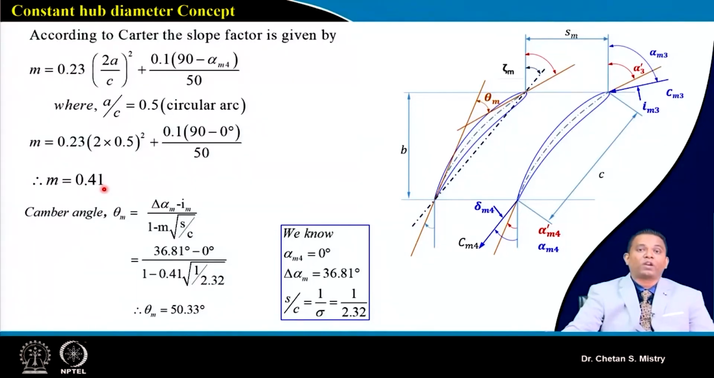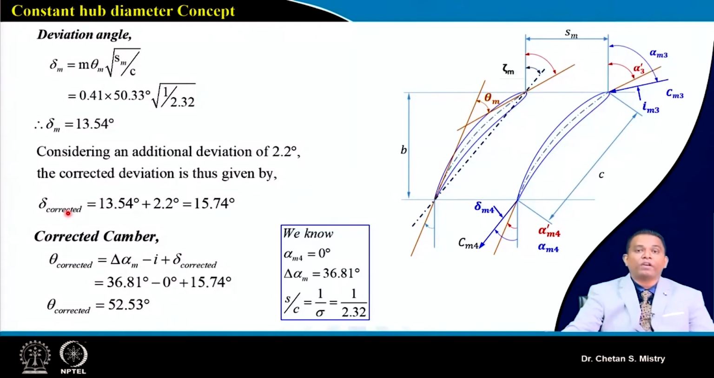We can calculate the camber angle based on the equation. Here, in place of delta beta, as we have discussed, you need to use delta alpha minus incidence. For incidence, we select 0 at the mid station, minus 2 degrees at the tip station, and plus 2 degrees at the hub station. Putting in those numbers, my cambered angle is coming 50.33 degrees.